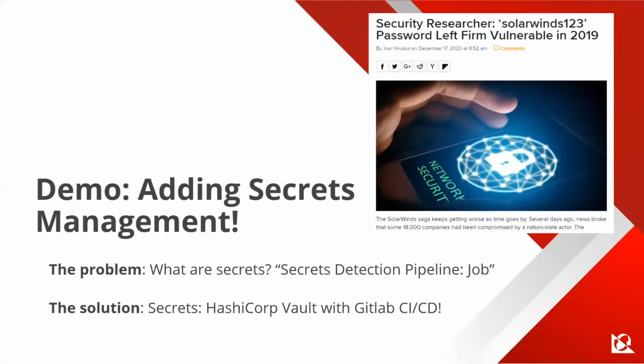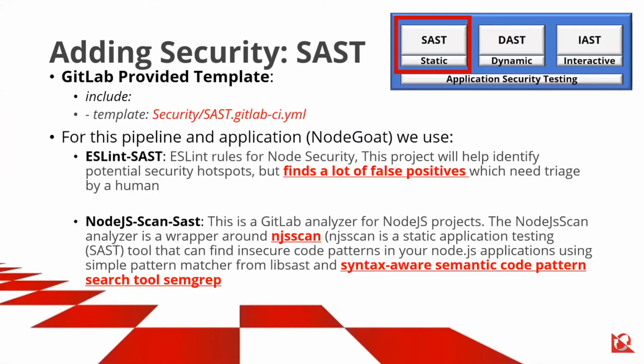So we talked about secrets, we talked about vaulting. When we added the SAST template, and that was the security folder for templates, sast.gitlab.ci.yaml, what that's doing is presenting me with a bunch of different opportunities for static application security testing. Because it identified that I'm running JavaScript and Node.js, it's going to use the ESLint SAST tool and the Node.js scan SAST tool. These are pretty common tools.